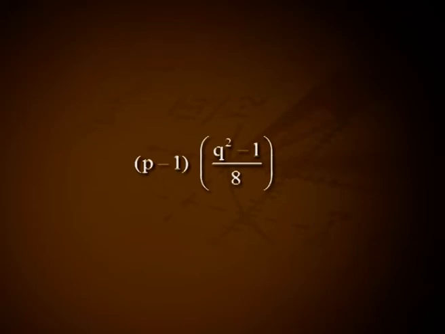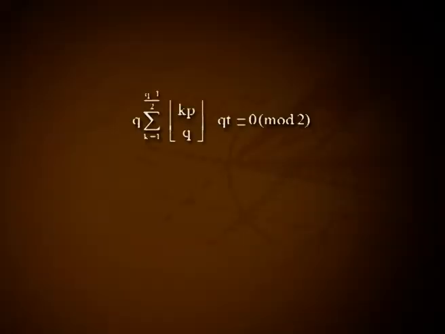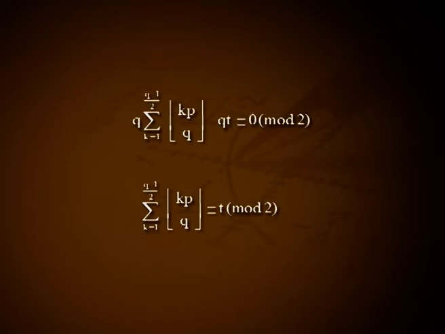Since p and q are both distinct odd integers, (p minus 1)(q² minus 1)/8 is again an even integer. Therefore, q times the sum over k = 1 to (q−1)/2 of floor(kp/q) minus qt is congruent to 0 mod 2. So the sum over k = 1 to (q−1)/2 of floor(kp/q) is congruent to t mod 2.